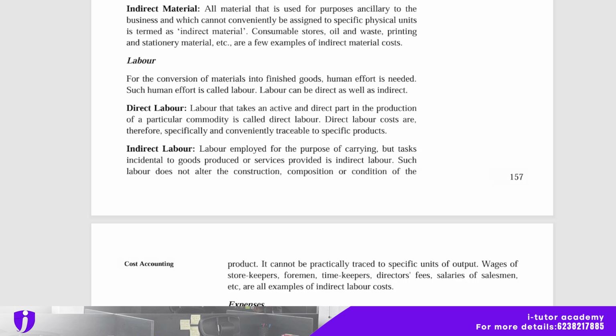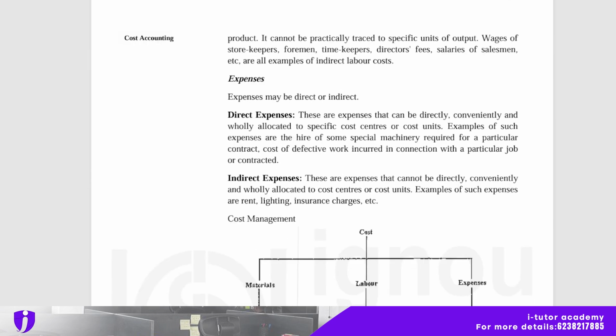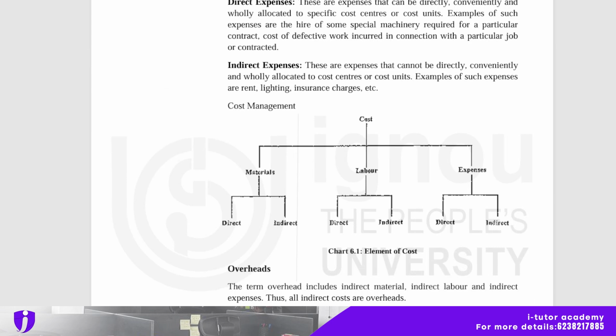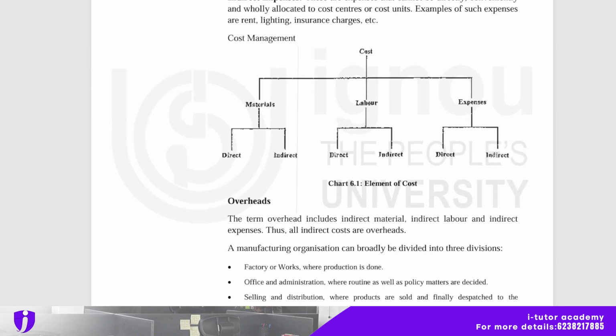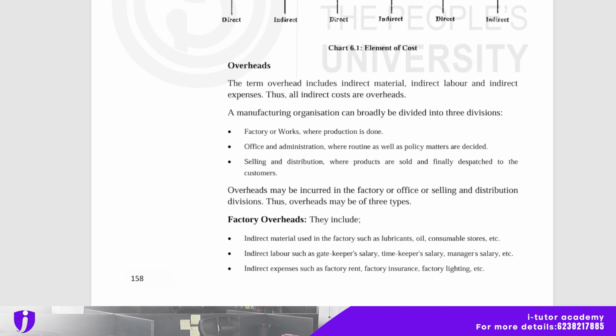And labor is there, direct labor and indirect labor, and expenses also like that, direct expenses and indirect expenses are there. You just go through this element of cost chart. Costs are divided into materials, labor and expenses, and these are again divided into direct and indirect. And overheads: the term overheads includes indirect material, indirect labor and indirect expenses. Thus all indirect costs are overheads.